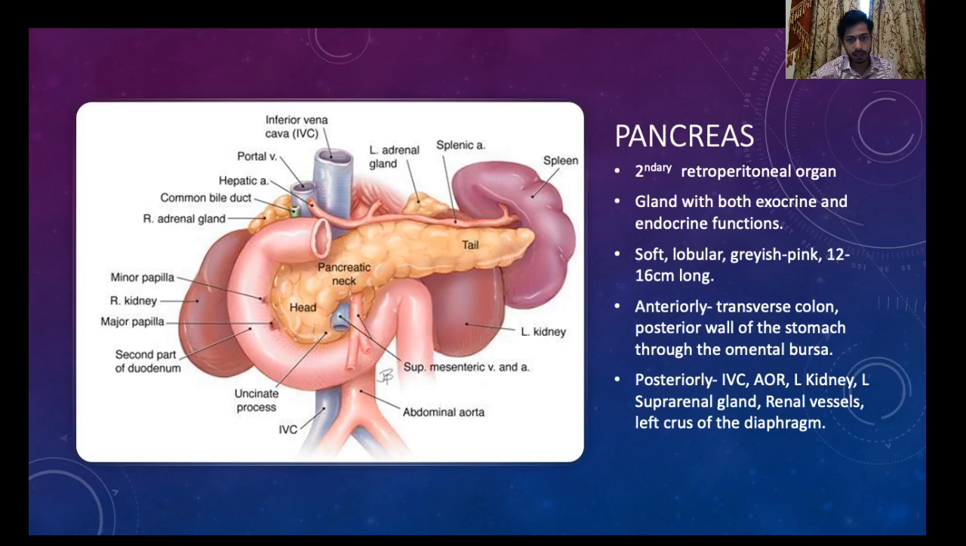And then posteriorly, behind the pancreas, you would find the inferior vena cava, which, if you're looking posteriorly, will be on the right side. And the abdominal aorta will be passing towards the left side. Like I said, you have the left kidney posteriorly here. You have the left suprarenal gland, obviously, and you have the renal artery and the renal vein, and the left crus of the diaphragm, which you would be in contact with.